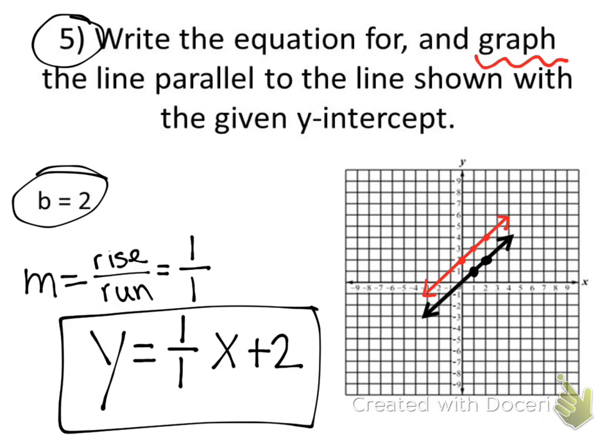Do you see how these lines are running side by side and they will never intersect? They will never intersect because they have the same slope. As one is rising 1 and running 1, the other's rising 1 and running 1, so they will never run into each other. What are your questions on number 5?